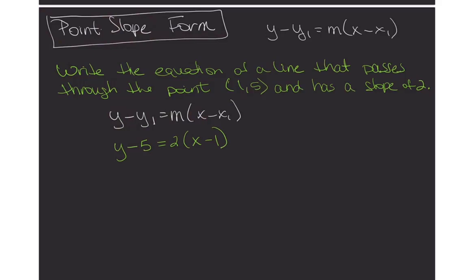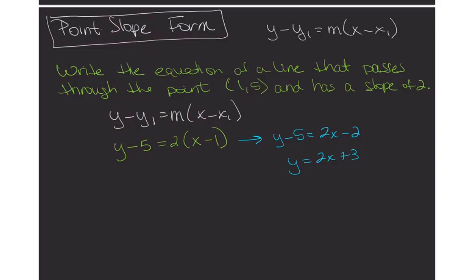And then if you wanted to get really super fancy, you could turn this into slope-intercept form, because slope-intercept form is just where you have y all by itself. So we're just going to use our distributive property to get the 2 through everything, and then we just got to add the 5 over. So we'd have, we'll do it over here, y minus 5 equals 2x minus 2. Add the 5 over, y equals 2x plus 3.